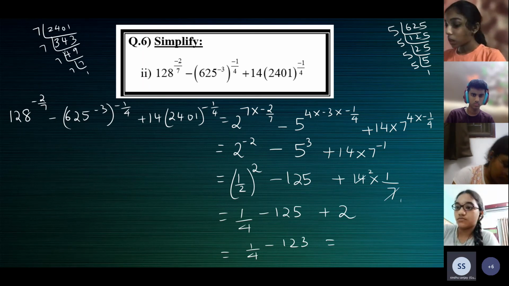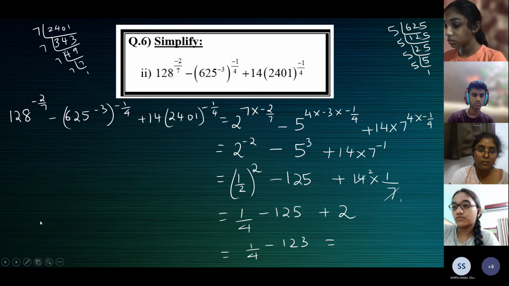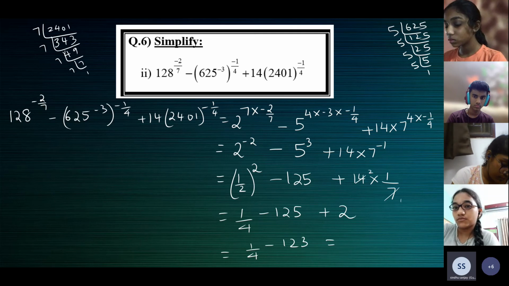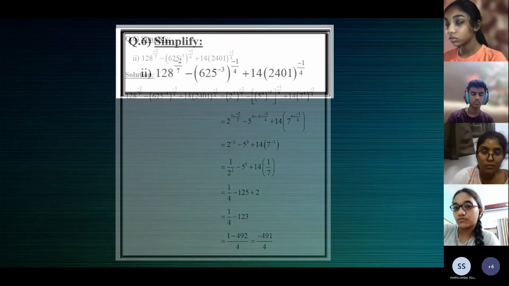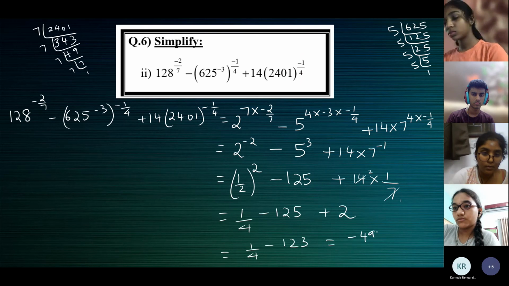Ma'am, the answer is minus 491 by 4, ma'am. 491, right? Minus 491 by 4. Correct.